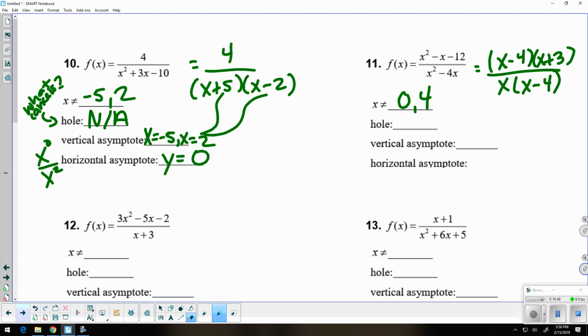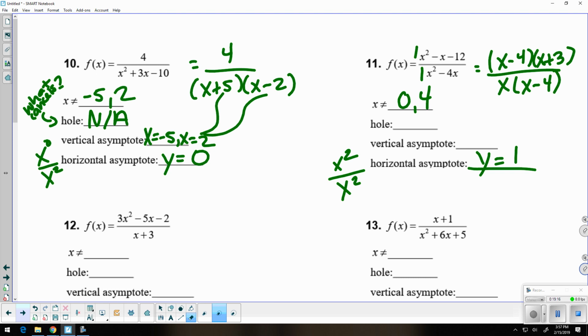And again, I like to do the horizontal asymptote before anything starts canceling and going away on us. So going back to the original problem, if you compare your two degrees, on top you have x squared, on the bottom you have x squared, so we have equal degrees. They're the same. So now what you want are the leading coefficients, which would be just y equals 1/1, so y equals 1.